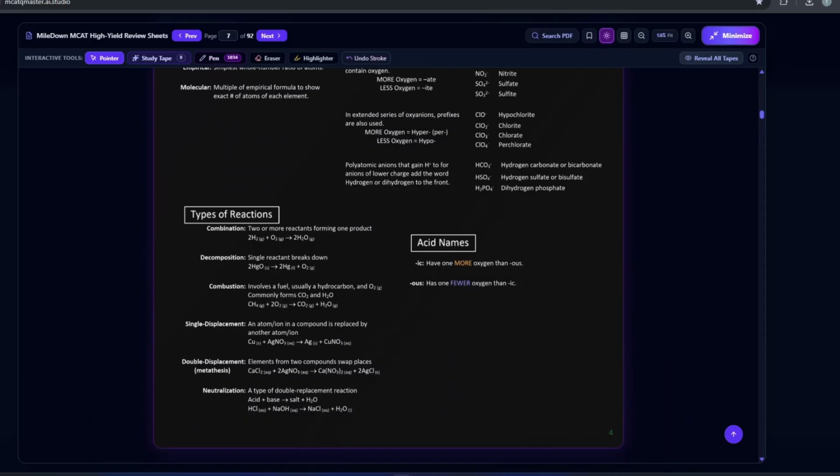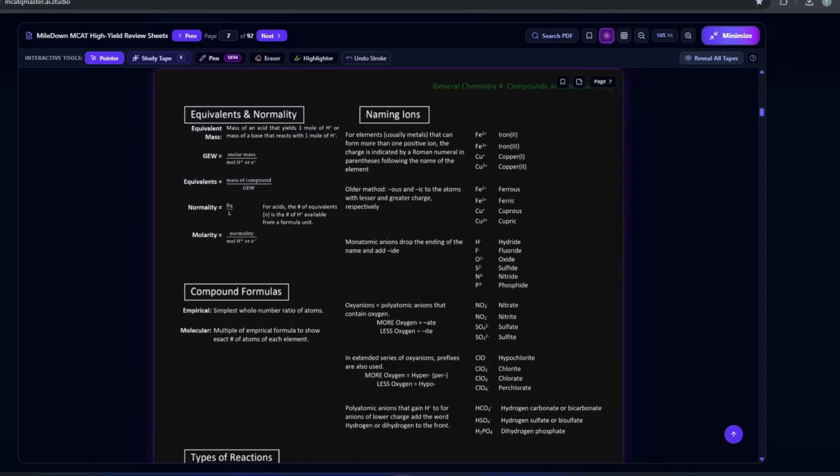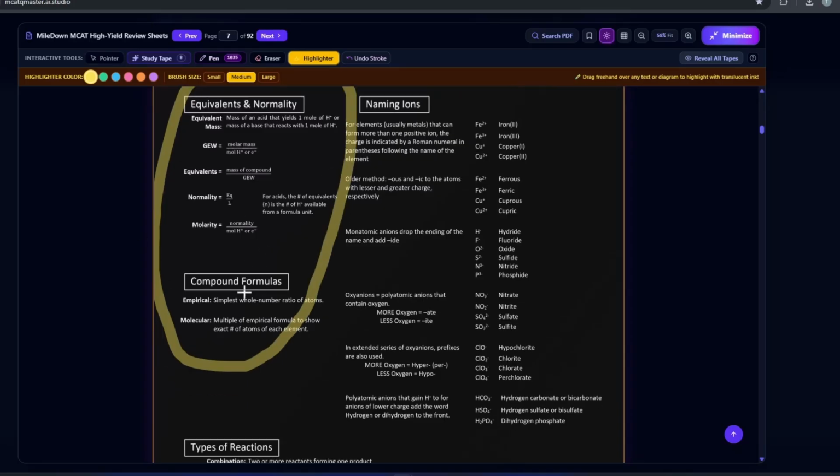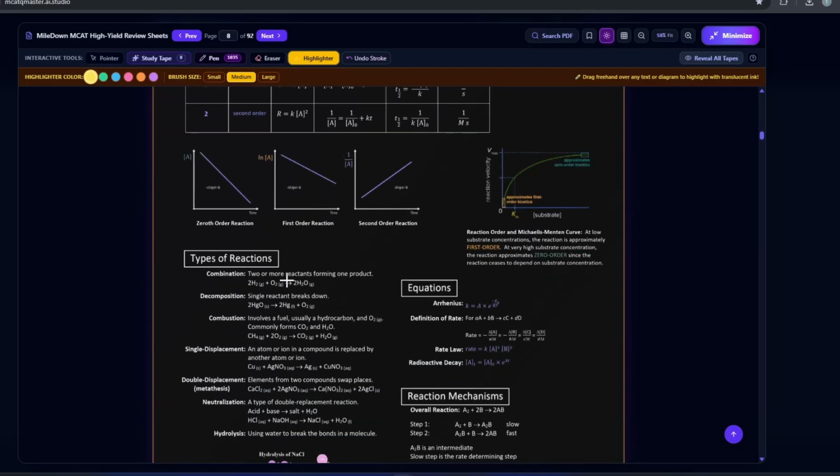Okay, so that was it for chapter 4. We literally went through everything. You want to give yourself flashcards for the nomenclature, and then lots of practice questions for equivalence and normality and the compound formulas. You can't just know these definitions and do well on the test.